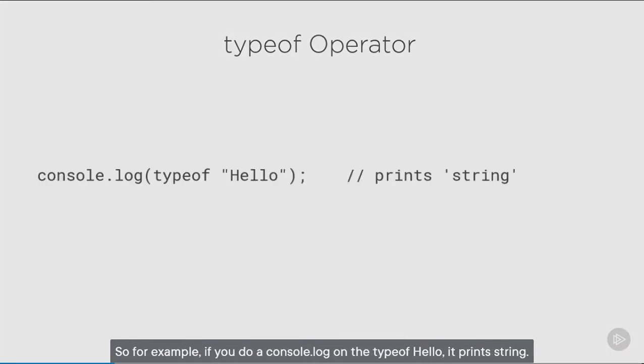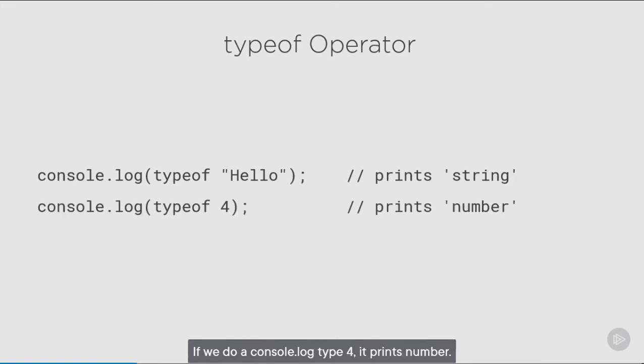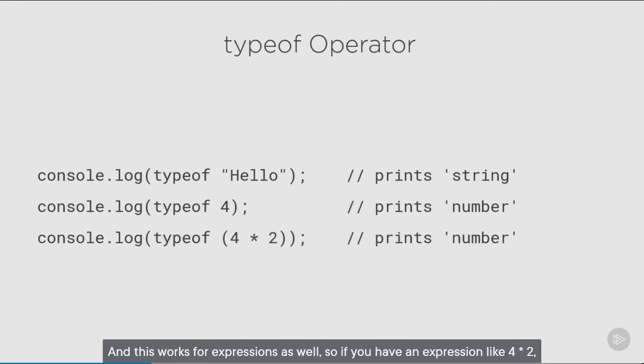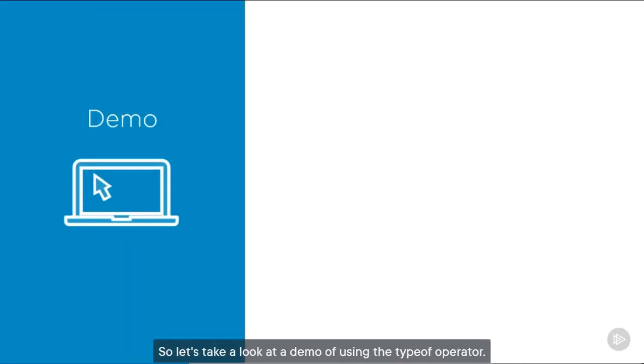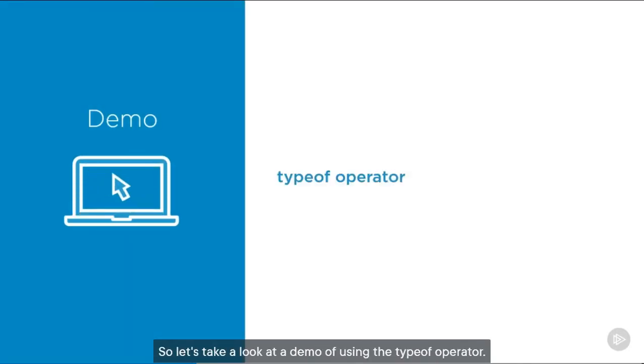So, for example, if you do a console.log of typeof "hello", it prints string. If we do a console.log of typeof 4, it prints number. And this works for expressions as well. So if you have an expression like 4 times 2, whatever that returns will then be printed out from the typeof. So let's take a look at a demo of using the typeof operator.